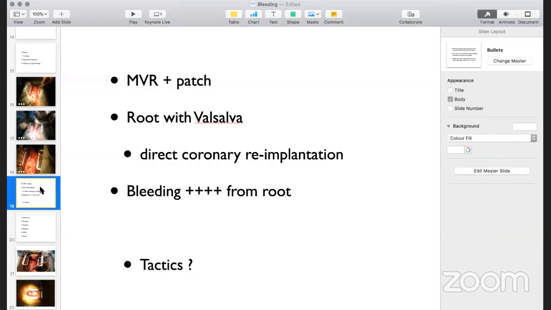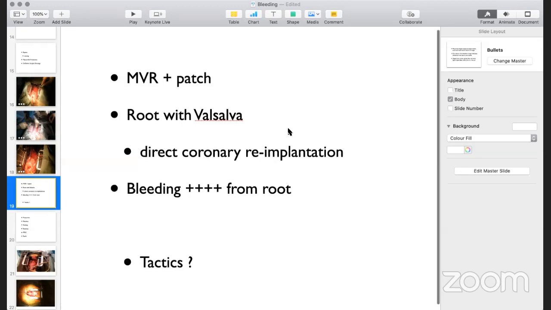So she had a mitral valve replacement. Before that, we'd done a patch down through the non-coronary sinus, a root replacement with a Valsalva, direct coronary reimplantation, because as opposed to the root replacements before, this wasn't a reoperation on the coronary, so that was fine. When we come off bypass, we've got big bleeding from the aortic root.